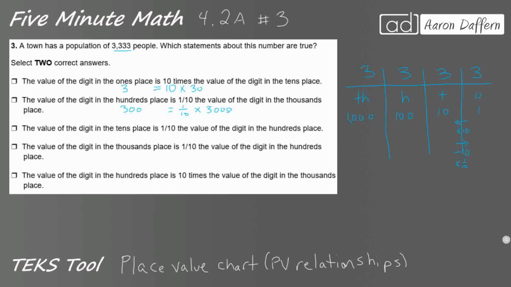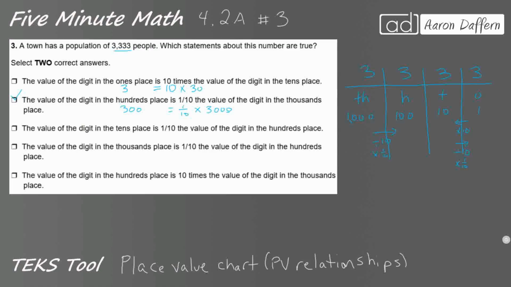If you go in the thousands place and you move one digit to the right, you are dividing by 10 or you are multiplying by 1/10. Those mean the same thing. And you get down to the 300 because you drop a 0. So that is going to be correct.